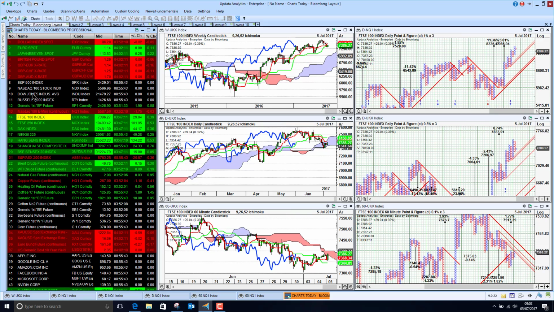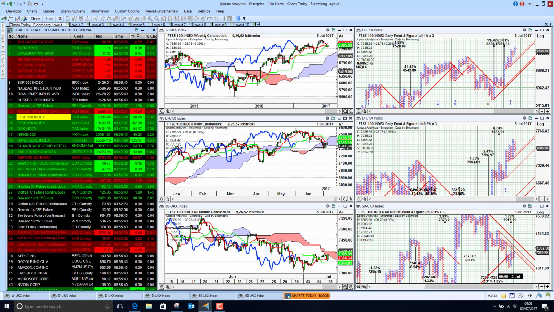FTSE 100 is up, although we are still bearish below the cloud on the short term. We've got a new upside target of 1.77%, that's 7517 points, back above 7500, but at the moment it's hard to see that happening with this downward pressure, and we haven't yet activated this target either.